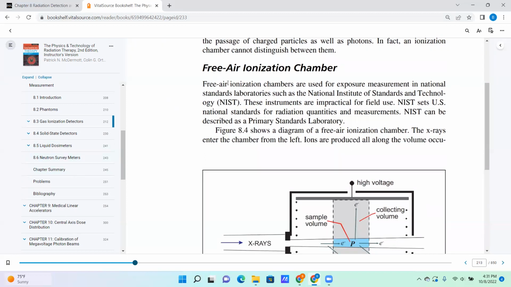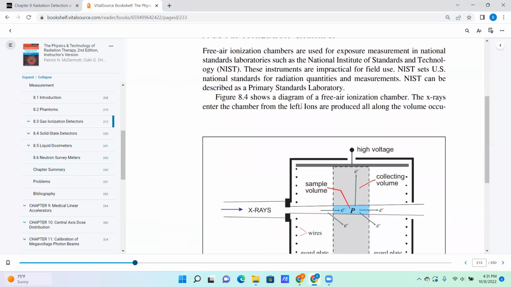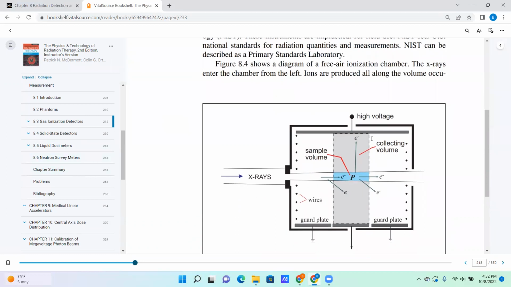So, free air ionization chambers are used for exposure measurement in national standards laboratories such as the NIST, National Institute of Standards and Technology. These instruments are impractical for field use, so the NIST sets U.S. national standards for radiation quantities and measurements and can be described as a primary standards laboratory.